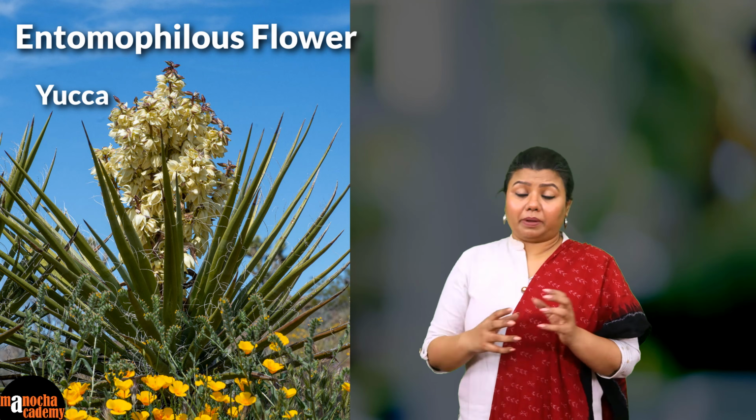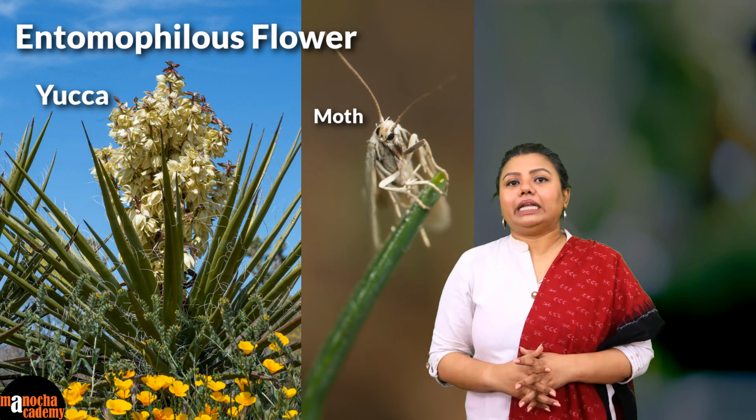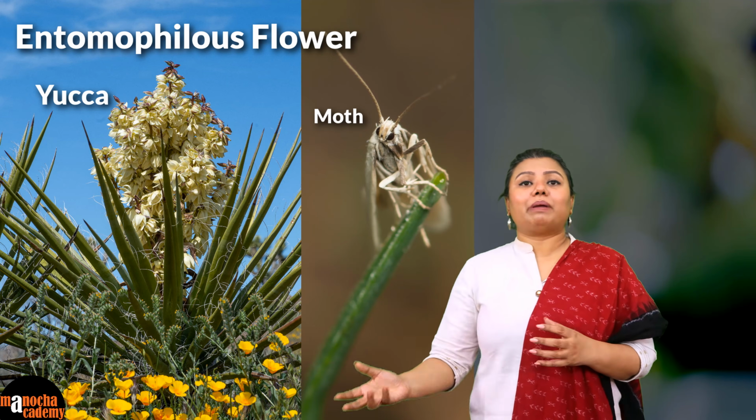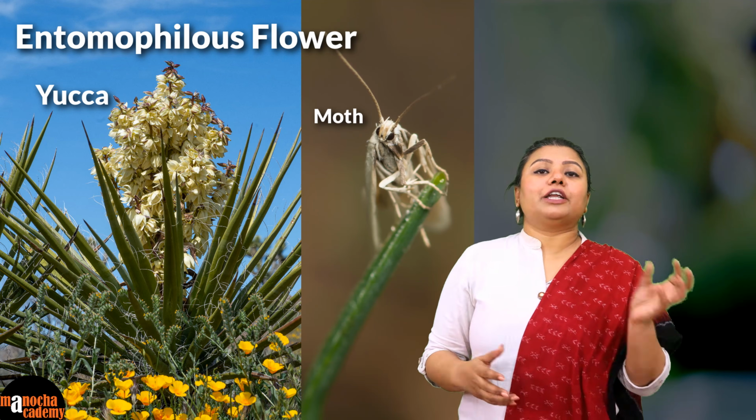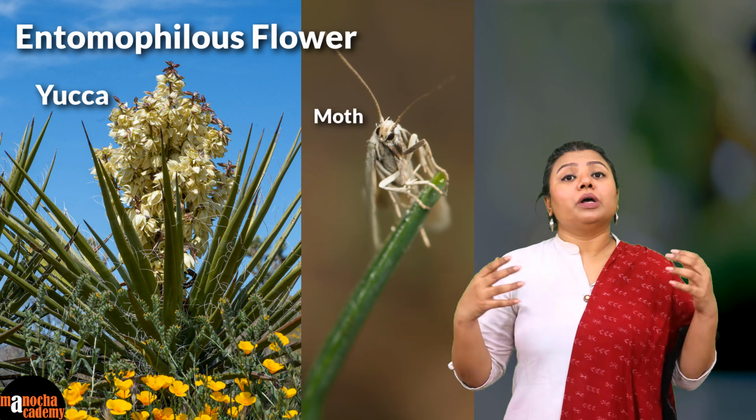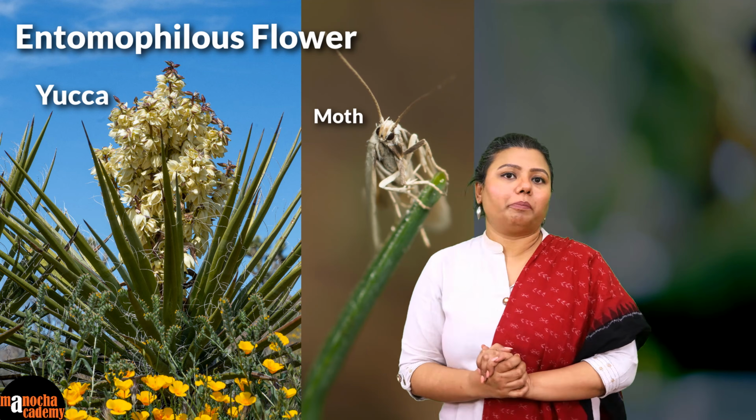Yucca is a flower which is pollinated by a moth, and they cannot complete their life cycle otherwise. So the moth is dependent on yucca for its life cycle, and yucca is dependent on the moth for its pollination. So the moth has to visit yucca, and yucca needs the moth for pollination.